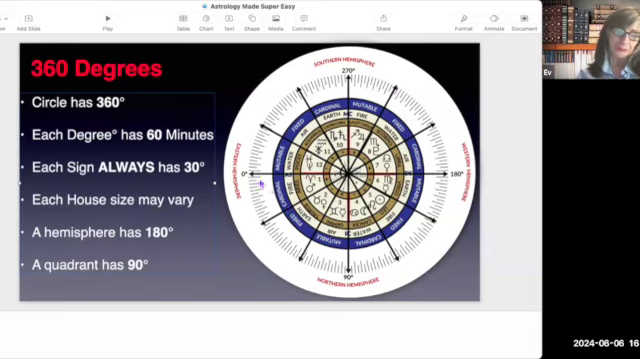Now, the last thing we're going to say for reference is each 3 signs is a quadrant, which is 90 degrees. So we have the first quadrant here, which are the first 3 houses, the second quadrant, which is houses 4, 5, and 6, and the third quadrant, which is 7, 8, and 9, and the fourth quadrant, which is 10, 11, and 12.